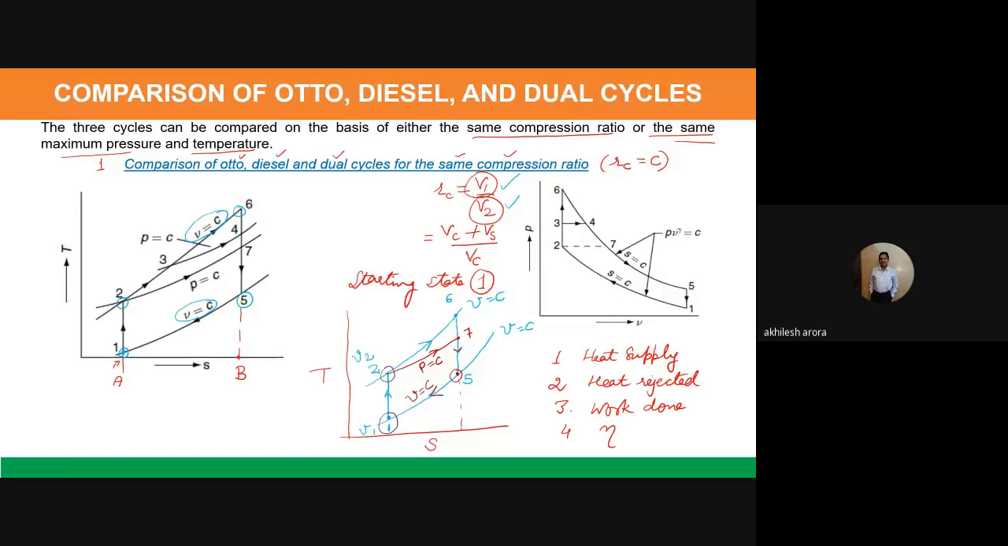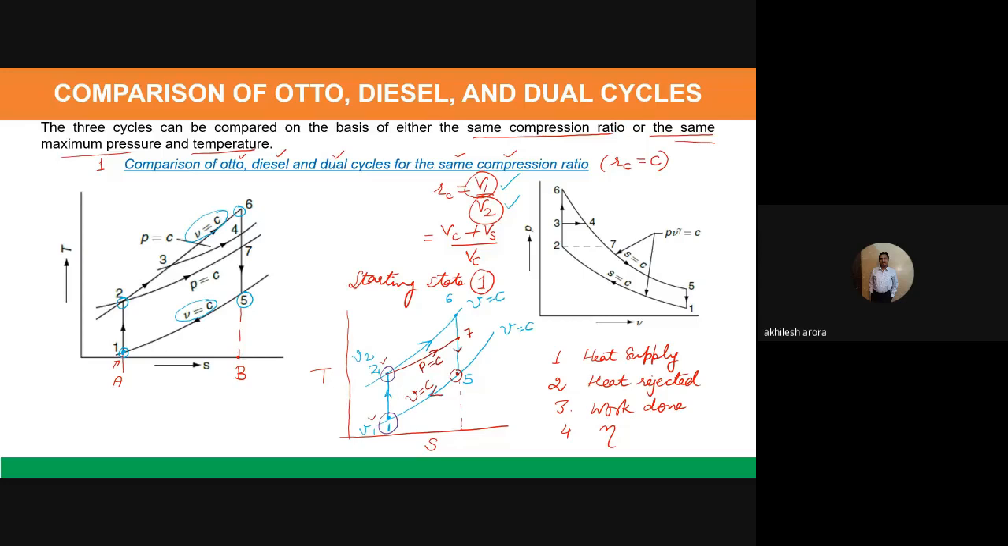Now let us talk about the dual cycle. Once again, because the compression ratio is same, point number 1 and point number 2, these 2 points are fixed actually. Okay, and similarly if you see the previous two cycles which I have drawn, the point number 5 also gets fixed. There won't be any change in the point number 5 also, because we have to come back to the point number 1 by following the constant volume process only.